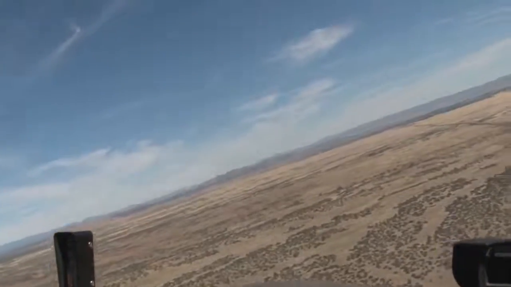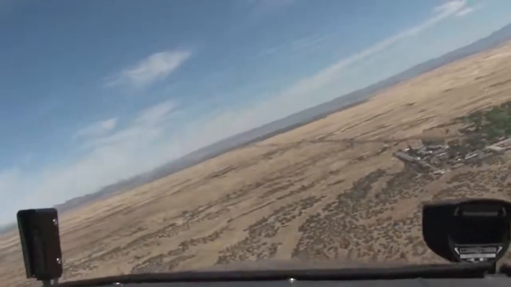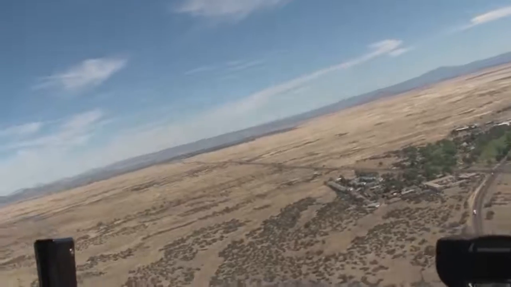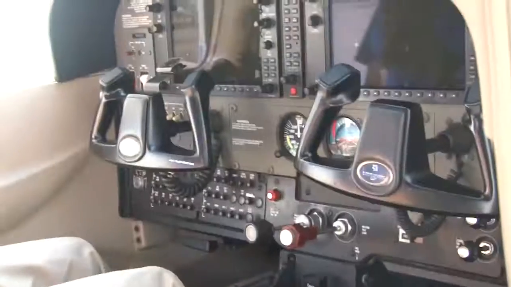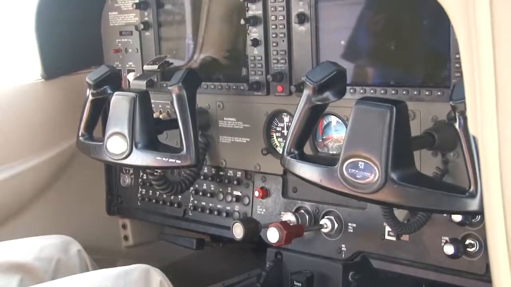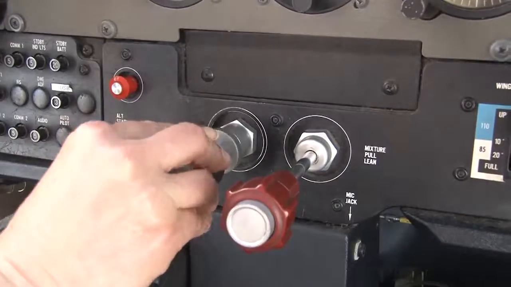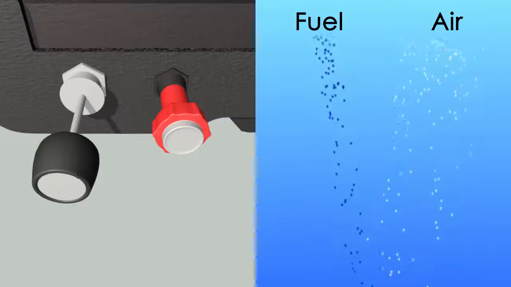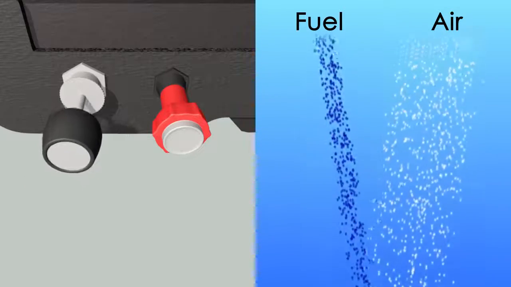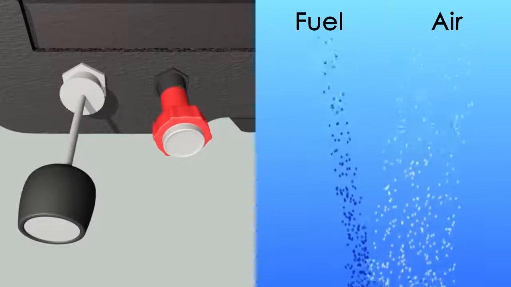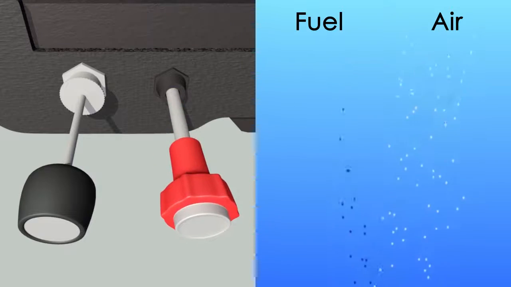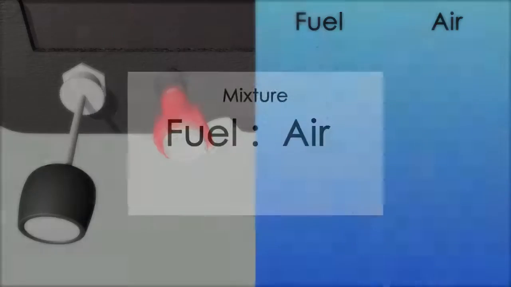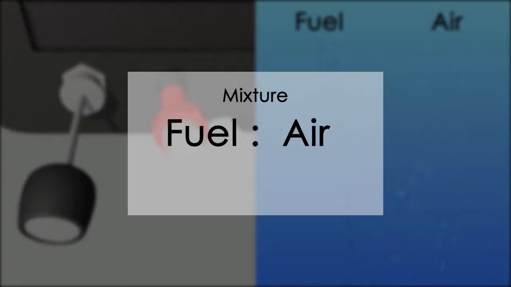Now, how do we get the fuel and air into the cylinders? It's simple. The induction system. Inside of the cockpit of most general aviation aircraft, there are the throttle and mixture controls. The throttle controls the amount of fuel and air that go into the cylinders, while the mixture controls how much fuel is mixed with the air. In simple terms, the mixture controls the ratio between fuel and air.